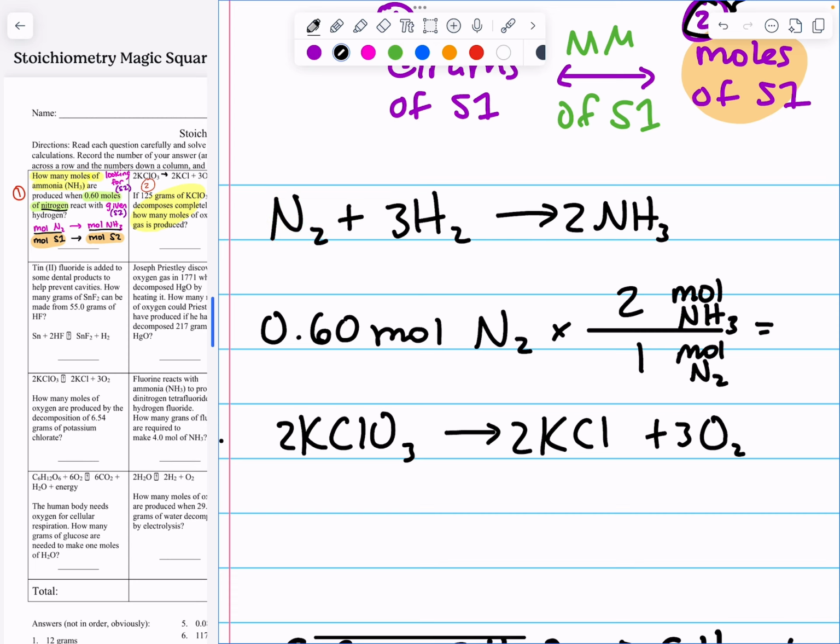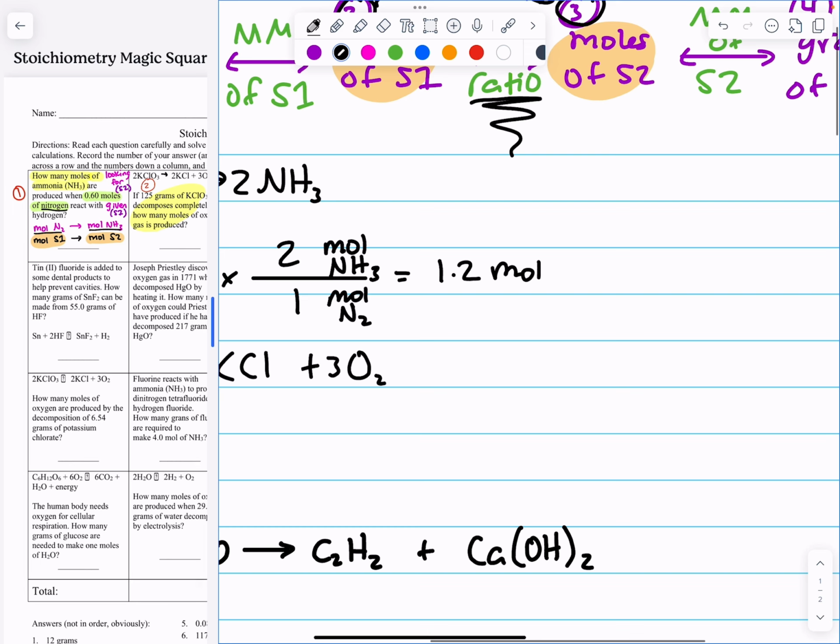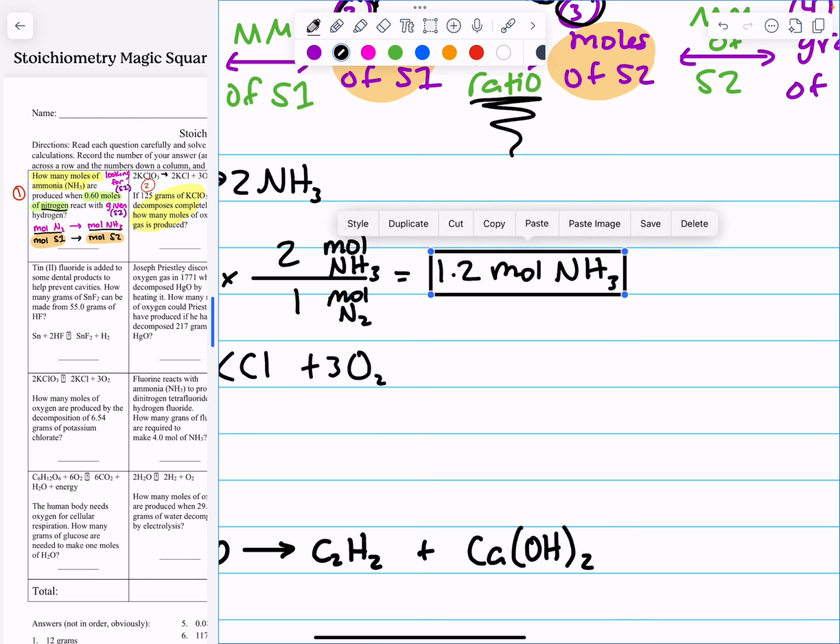To get my answer, I multiply these two numbers together because the 2 is on top and not the bottom. I get 1.2 moles of NH3 as my final answer. And I need units. Sig figs, don't worry about it, but I need units. Final answer.